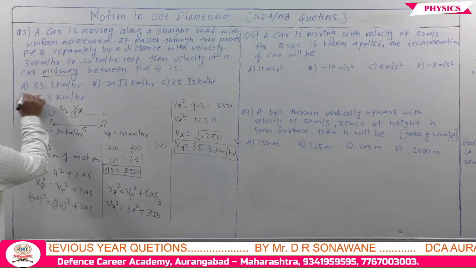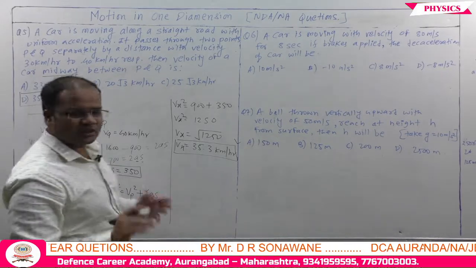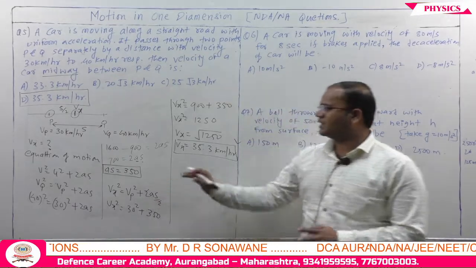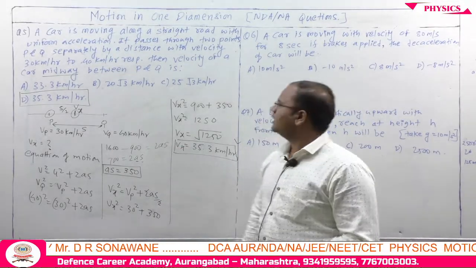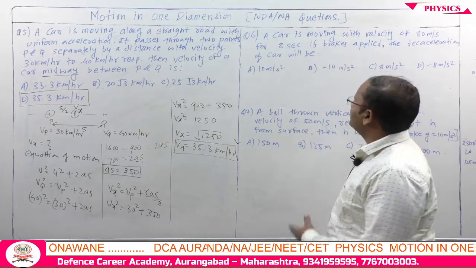D option is correct. So here in this equation we have only used the kinematical equation of motion, that is v square equal to u square plus 2as. So we will jump on to the next question, that is question number 6.